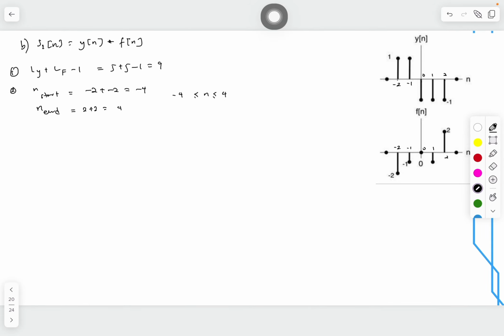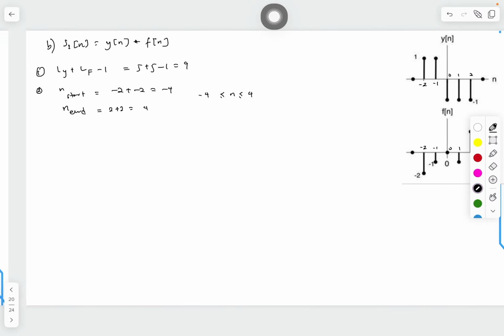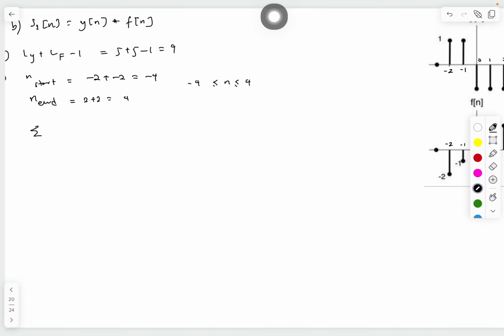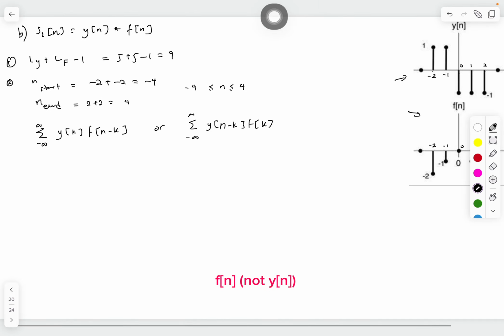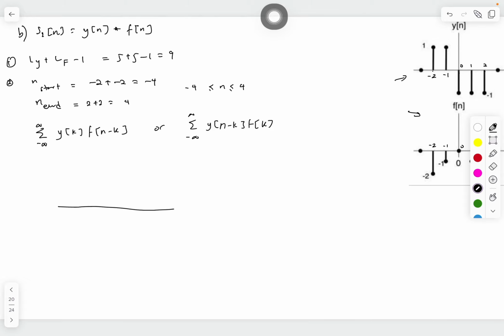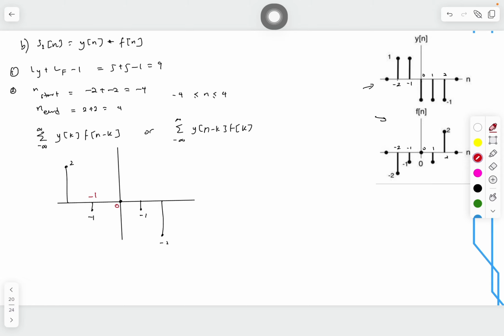And now that we found the starting and ending indexes, remember that in the convolution sum the equation looks like this. We have to flip one of the signals, so it's the summation of y[k] f[n minus k], or the summation of y[n minus k] f[k]. So let's choose one signal to flip, either y or f. Let's flip y. Let's just reverse it in time, that's all. Minus 1 and minus 2 and 1 and 2.